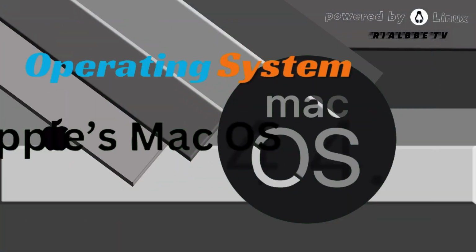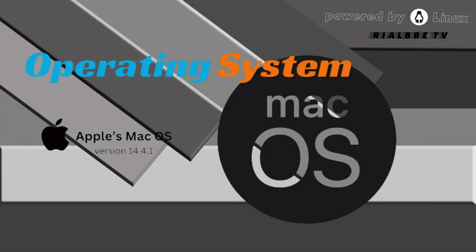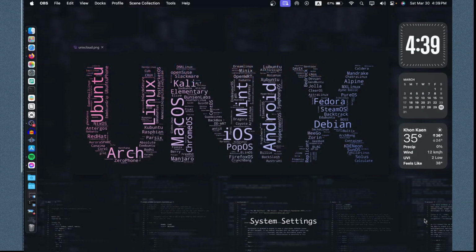Today we're gonna take a look into macOS, which is the cousin of Linux and uses the Unix operating system. So let me go to my system.